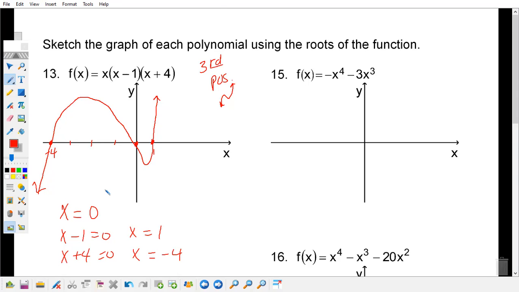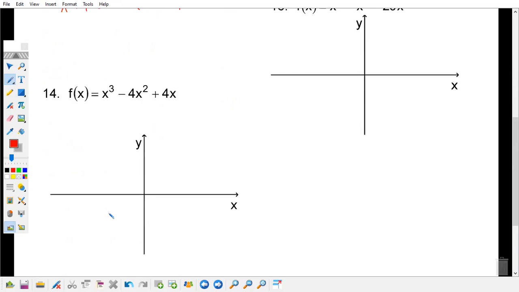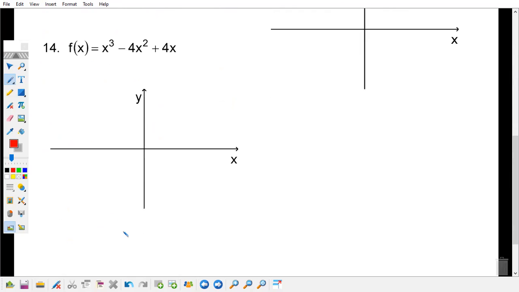Okay, let's try it again. On 14, is it in factored form? No, it is not factored. So because it's not in factored form, before I do anything, I need to factor it. The number one thing you want to check for when you're factoring is, is there a GCF? Is there a GCF here? Yeah, what is it? Greatest common factor. It's x. I can divide every term by x. When I divide every term by x, I get x times the parentheses x squared minus 4x plus 4.